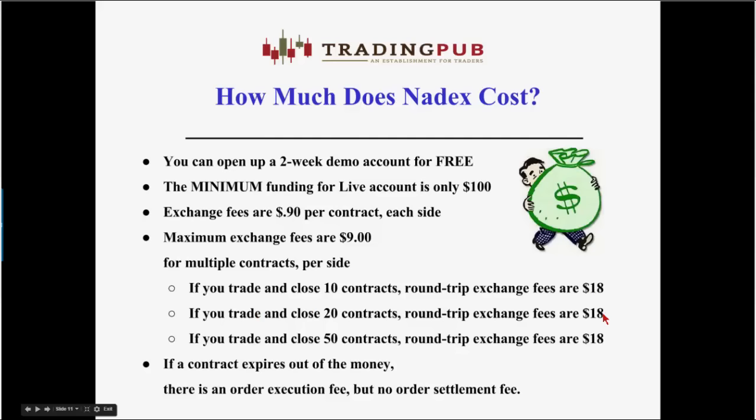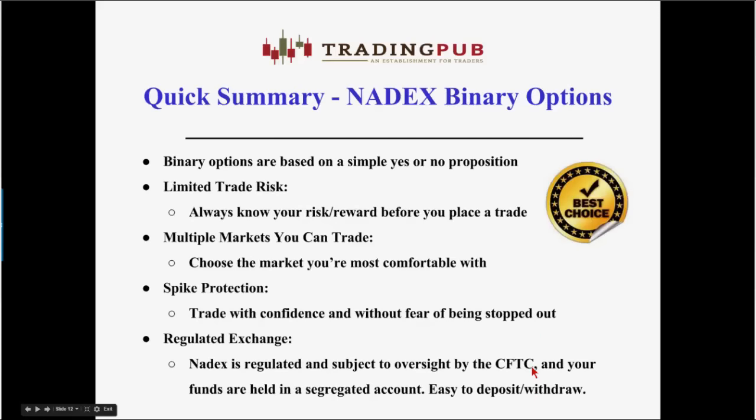But if you traded 20 contracts, it would still be $18, and 50 contracts, $18, and so forth. So your exchange fees are capped at $18, regardless of how many contracts you trade over 10 contracts. If a contract expires unsuccessfully or out of the money, you lose on the trade, you're going to be charged the execution fee for placing the trade, but you're not charged for the order settlement fee, which is a pretty nice feature of Nadex.